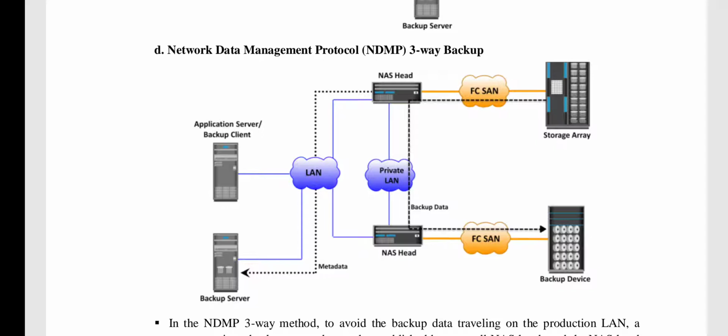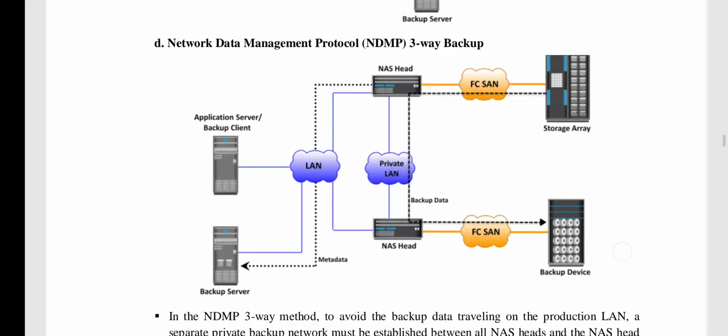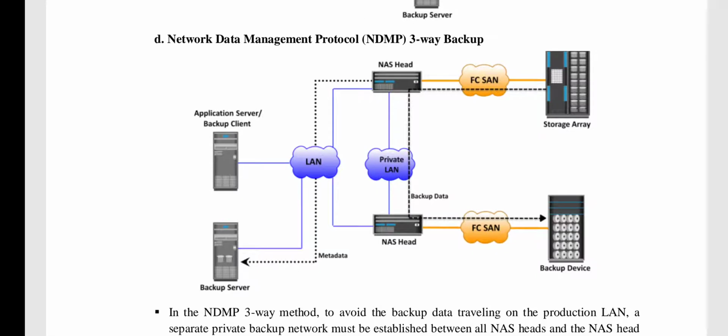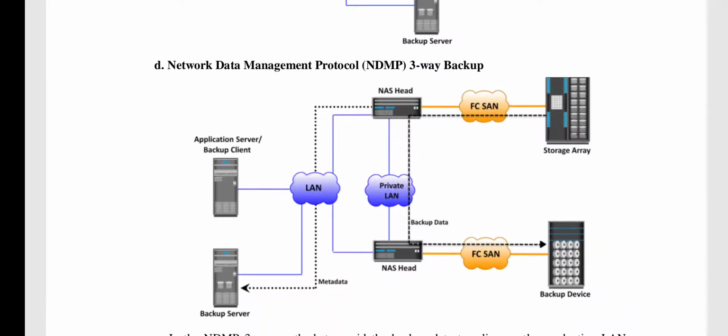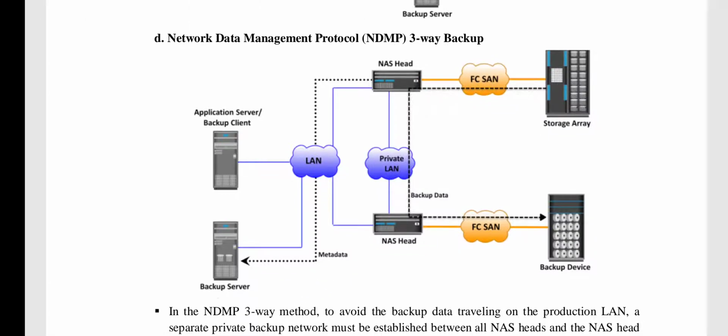Then three-way backup means there are two NAS heads over here. Okay, and you can find they are connected by a private LAN, and from one storage array through FC SAN, NAS head derives data, and it sends it to the backup device by means of the other NAS device. Both are through the FC SAN and touching a private LAN. Okay, and you have the NAS head sending the metadata back to the backup server through the LAN. Okay, see the connections, application server or backup client over here and the backup server down here.